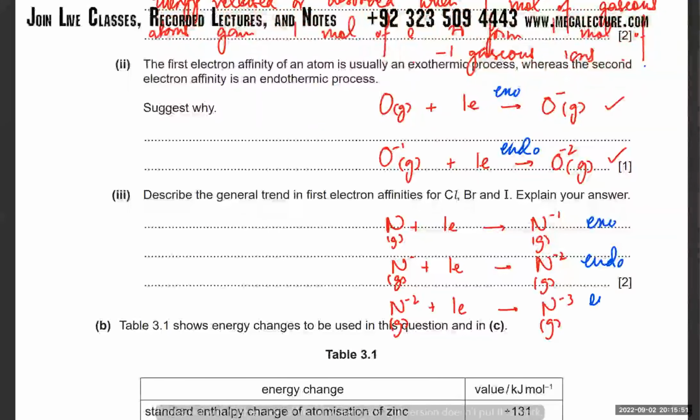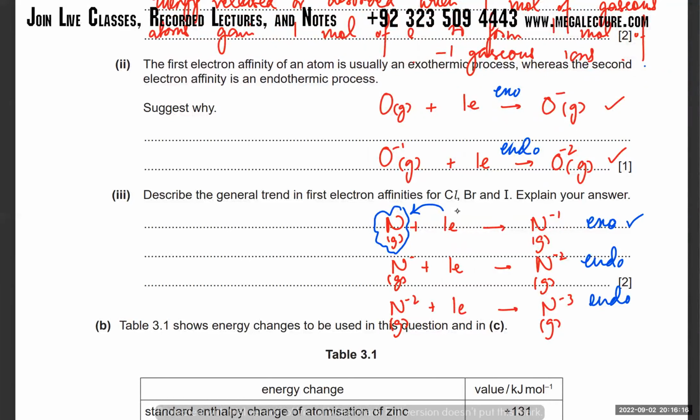So the question is about why is that? Why are the other ones endo? The thing is, nitrogen likes to gain electrons. Look at the nitrogen atom. It has a very strong attraction for electrons. It's got a lot of protons in its nucleus and it strongly attracts the electron. So all the work done is by the atom itself. Hence it's exo. It doesn't need energy. Is that clear?